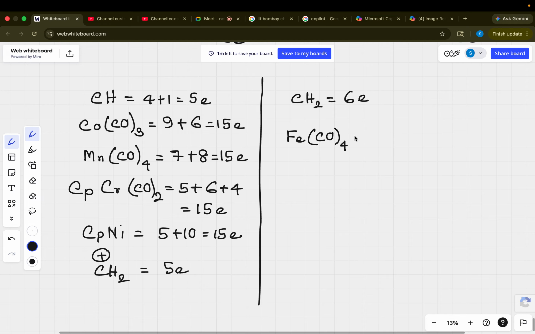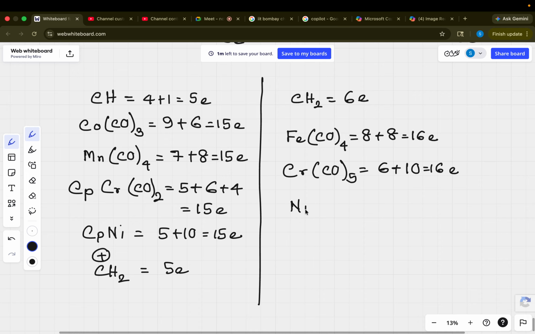Fe(CO)4. So how many electrons are you getting? Check. For iron you are getting 8 electrons, and from 4 carbonyls you will get another 8 electrons. So 16 electrons. Then suppose you have Cr(CO)5. From chromium you are getting 6 electrons, and from 5 carbonyls you are getting 10 electrons. So again you are getting 16 electrons.